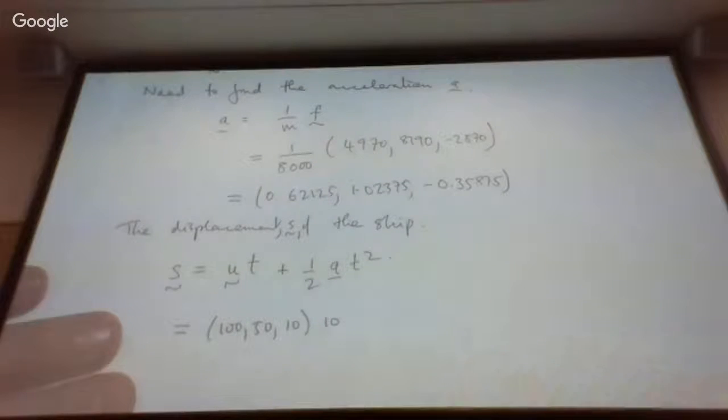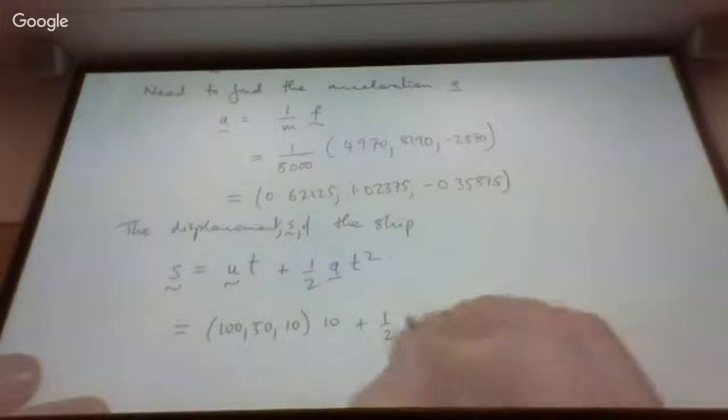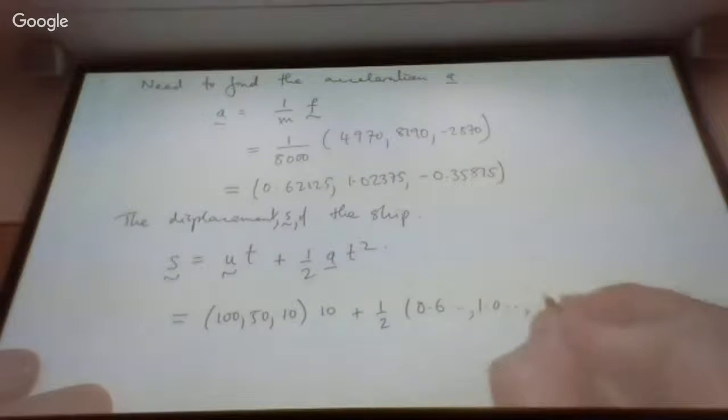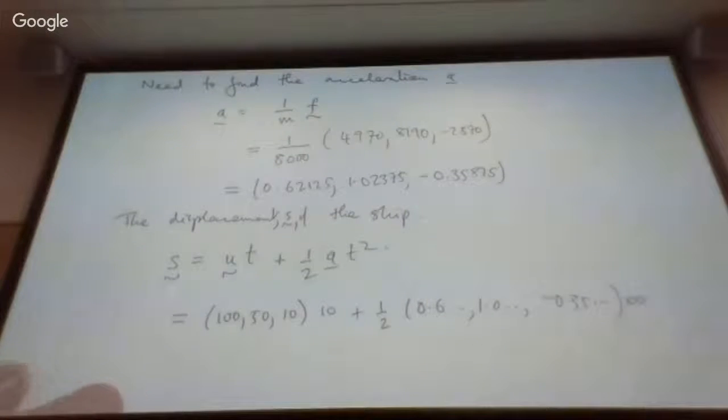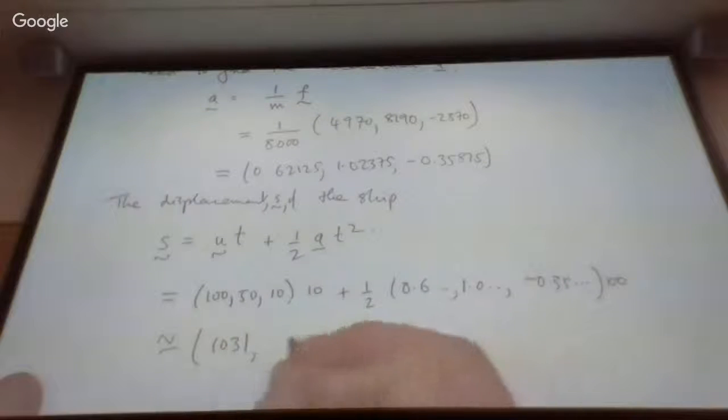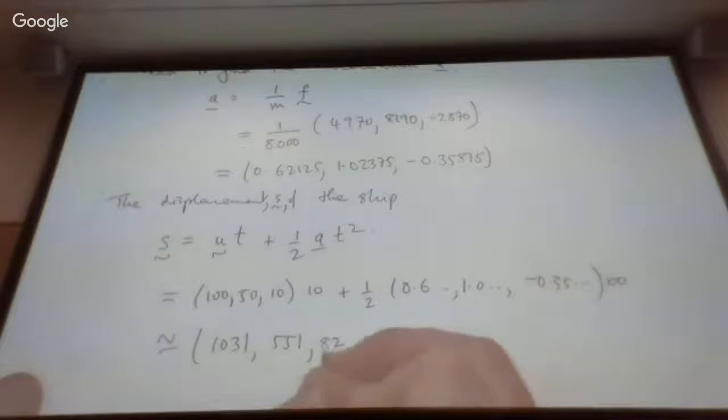The initial velocity was 100, 50, 10, and the question says over a period of 10 seconds. The rocket is firing for 10 seconds. Then you have a half of the acceleration vector, 0.6, 1.0, minus 0.35, times t squared, so just times 100. And this comes out approximately 1,031, 551. So we get the displacement vector. This is the vector across which the ship has traveled in this 10-second period.